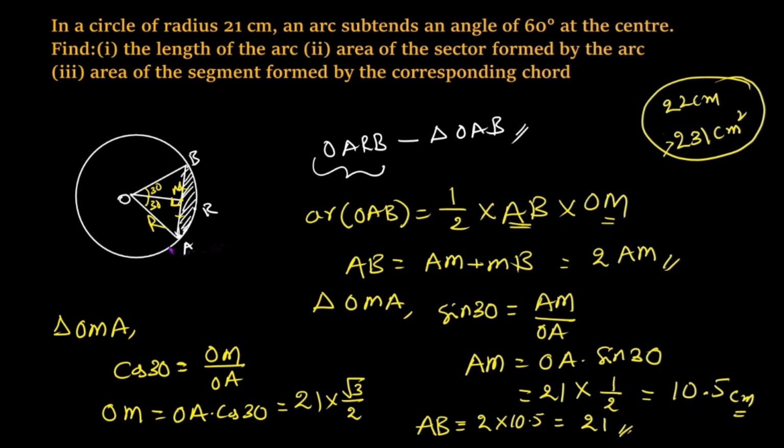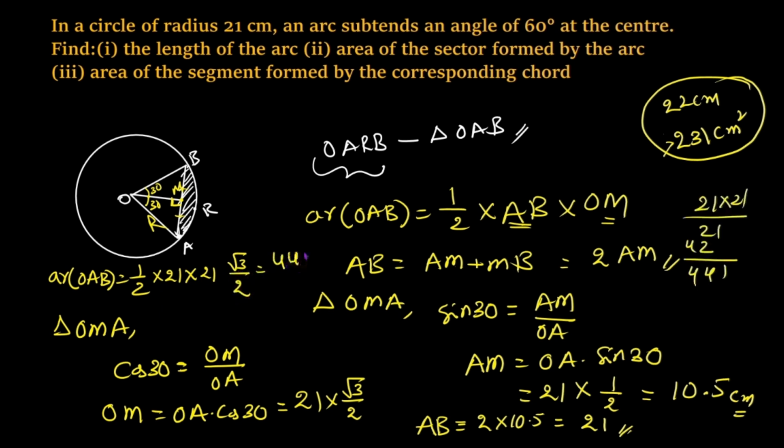Now the triangle area, I'm just writing here: area of the triangle OAB equals half into the base. Base is the AB, I'm taking. AB is 21, right? So 21 into, what is the height here? Height is OM, which is 21 into root 3 by 2. So 21 into 21 is 441 into root 3, divided by 2 into 2 is 4, right? So now this is the area of the triangle.